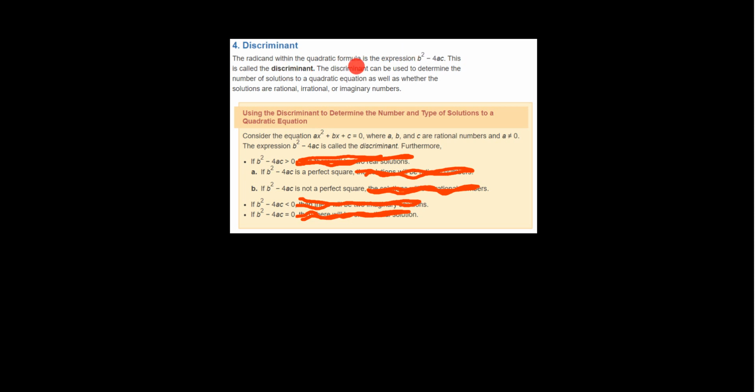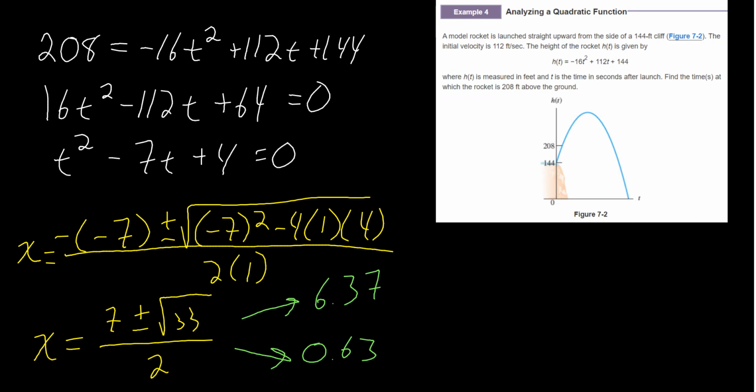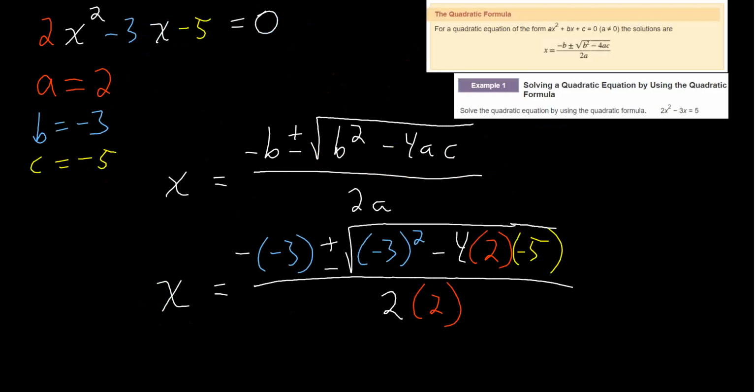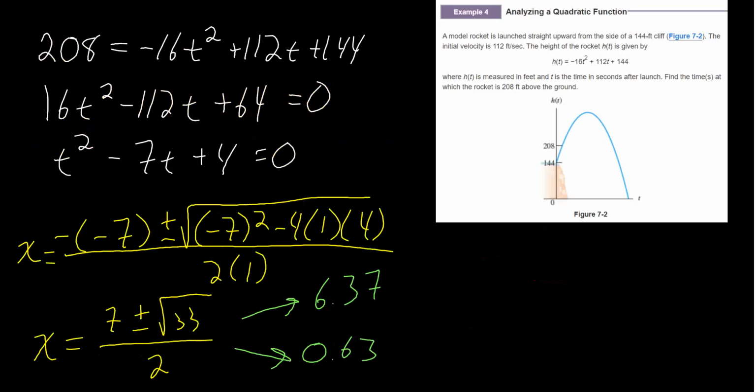The discriminant can be used to determine the number of solutions to a quadratic equation, as well as whether the solutions are rational, irrational, or imaginary numbers. So, the way we do this is, notice that b squared minus 4ac. We have seen that before somewhere, haven't we? Of course we have. It is right here inside the radical, right? b squared minus 4ac. And that part tells us how many solutions we're going to have.